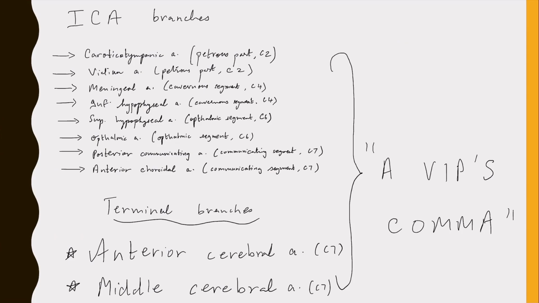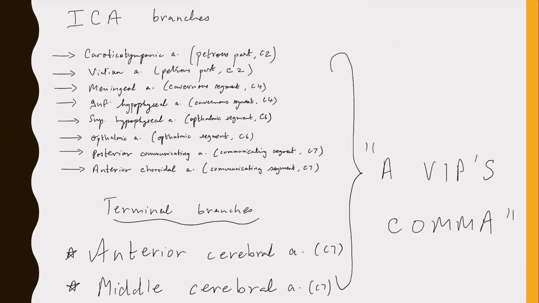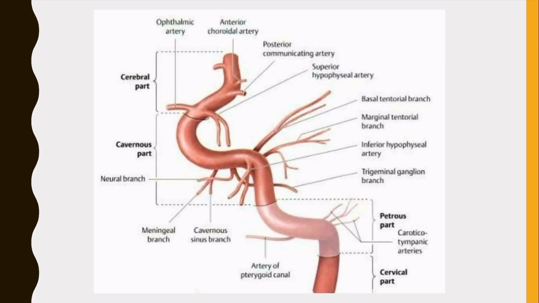And let's talk about the branches. So you have a good mnemonic called VIP scoma to remember the branches. And do remember that the parts C1, C3, and C5 give no branches. So let's proceed. You have the caroticotympanic artery, which comes from the petrous part C2. The Vidian, also from the petrous part C2. So you can remember these together in a way.